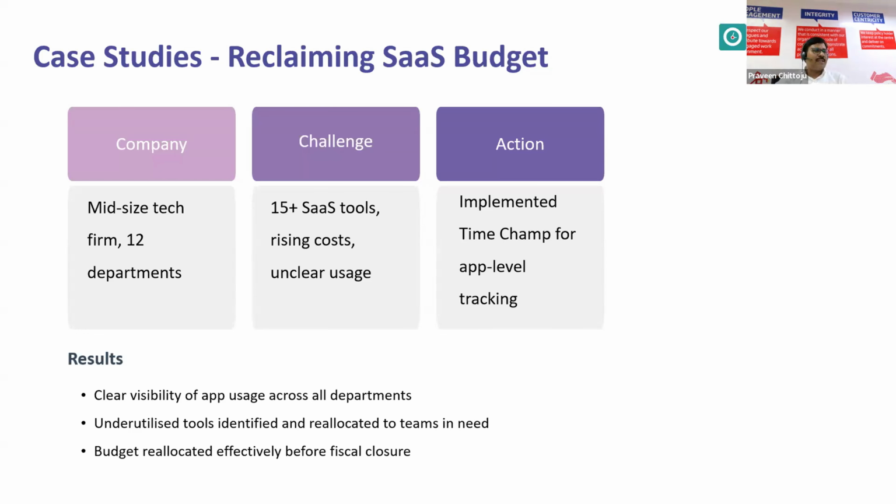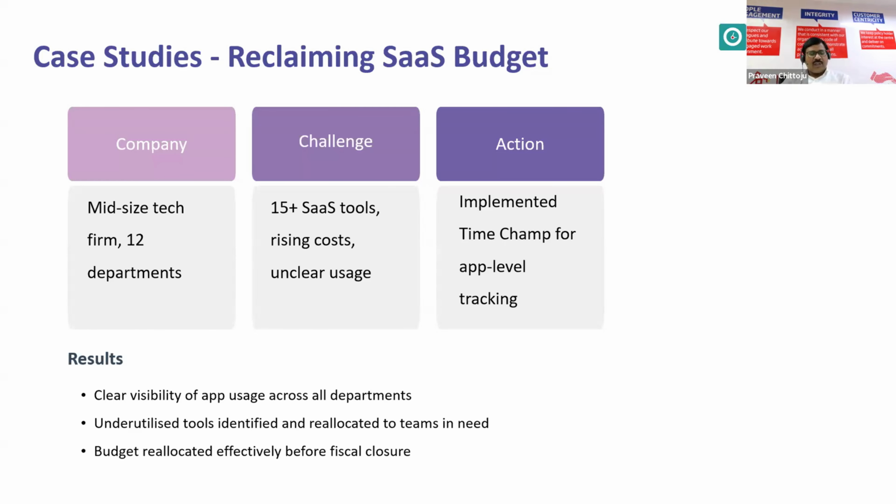It is a mid-sized company with 12 departments, using 15 plus tools. Every month the cost is rising, but they don't have a clear picture of which tools they are using and how much they are spending on them. So they came with the problem, our team understood it, and they implemented TimeChamp analysis. We track tool-level usage and gave the results within a month, so they are happy with the results. I will share the results here.